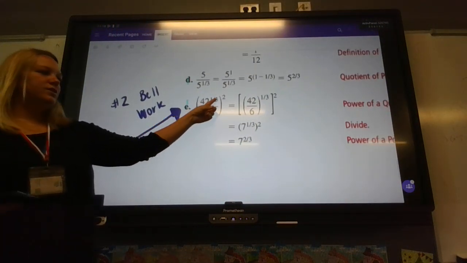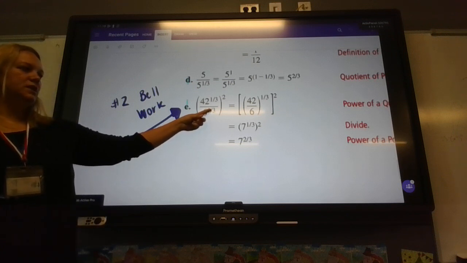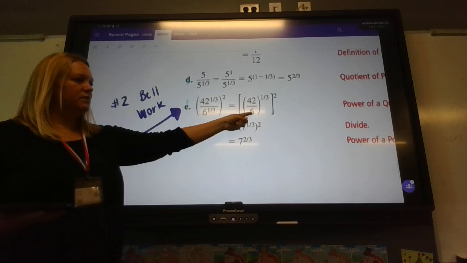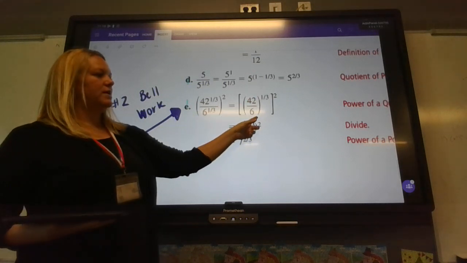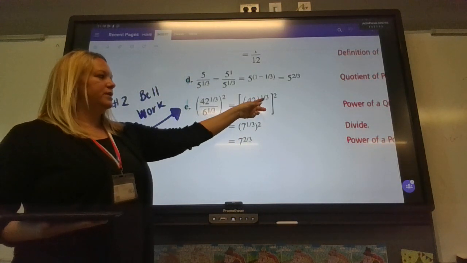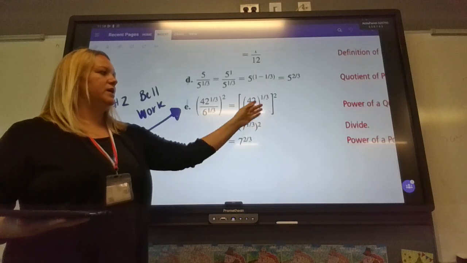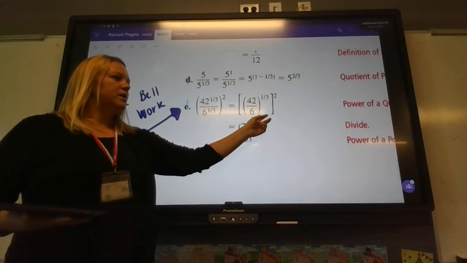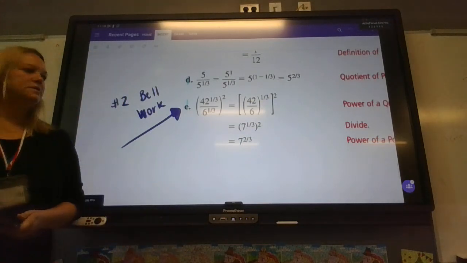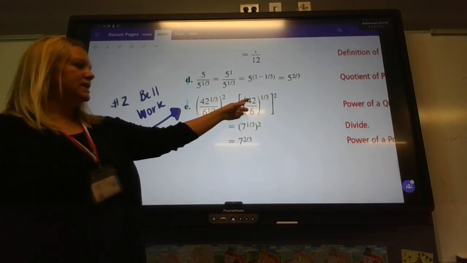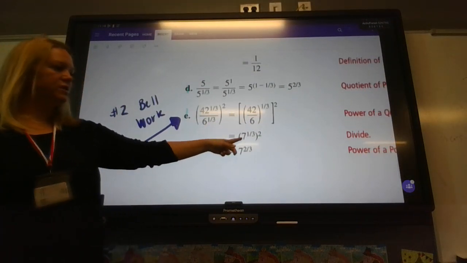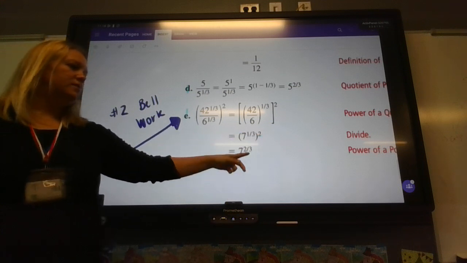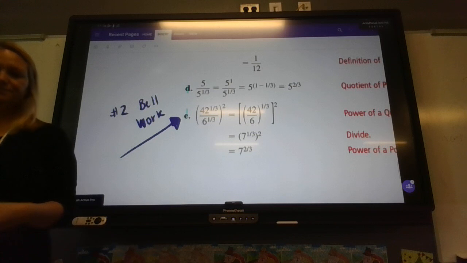So it's 42 to the 1/3, 6 to the 1/3. Since they have the same power, you can pull it out. So they made it a regular 42 over 6, use parentheses, and put the 1/3 here. And then to deal with the 2, they made brackets. So you're allowed to do 2 sets of parentheses. You don't have to make it a bracket, but it does keep it organized. Since they did that, their next step was to actually do 42 divided by 6 to get 7, and then power of a power, multiply to get 2/3.